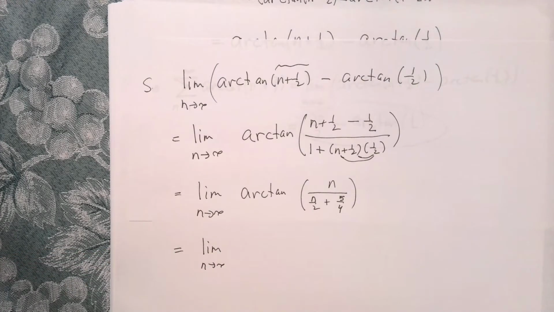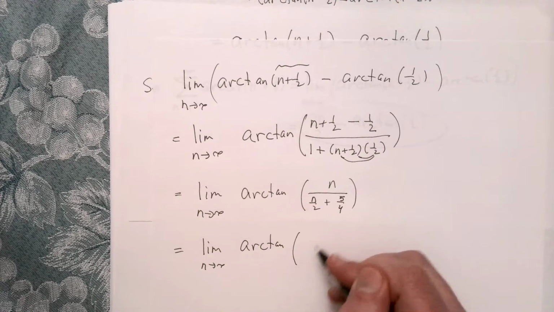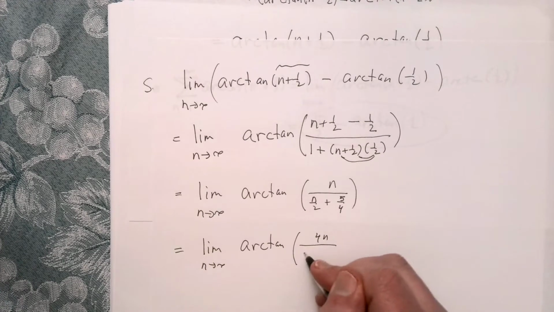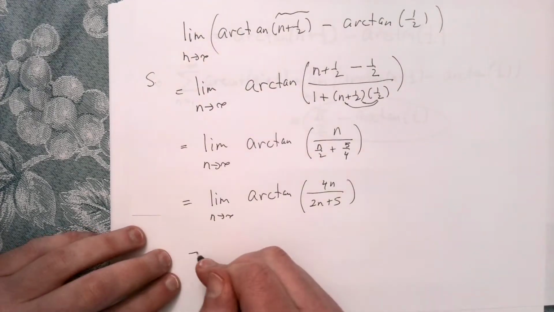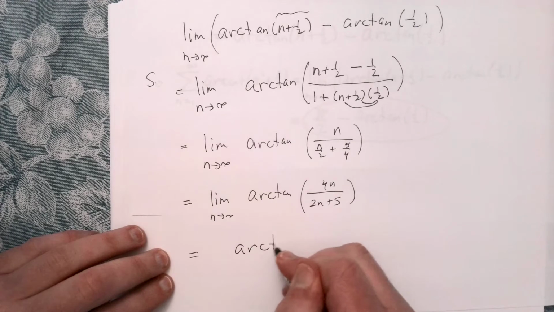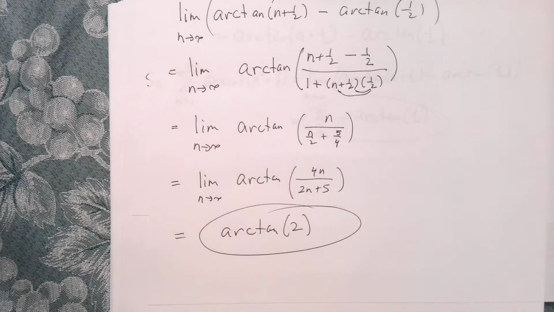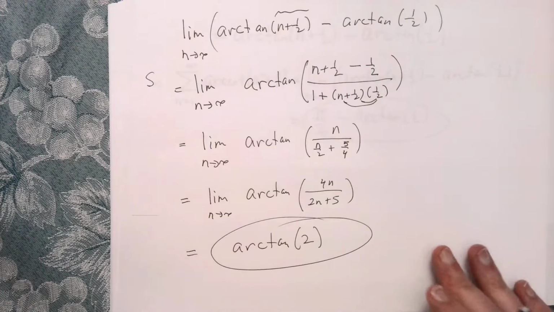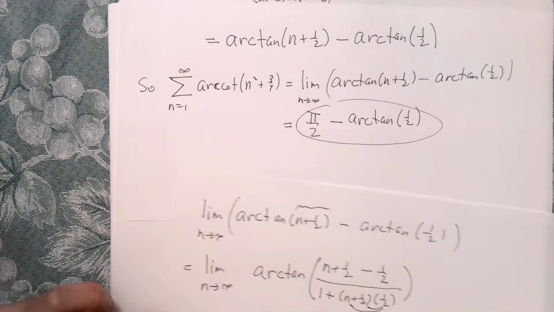And let's see here. I'm just going to get rid of the fractions, which is fine. So arctan, just multiply the top and the bottom by 4. So that'll be 4n over 2n plus 5. But that's exactly the arctangent of 2. Okay, so that's another way to get the sum, or just a cleaner expression for the sum, I should say, or a different expression for the sum.